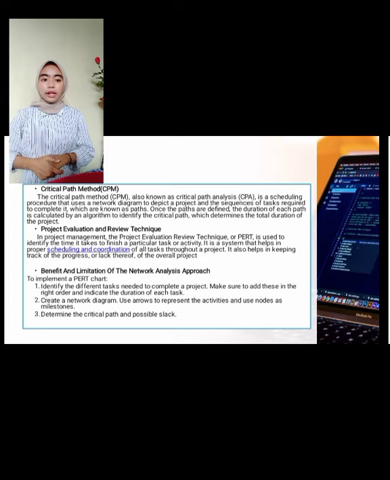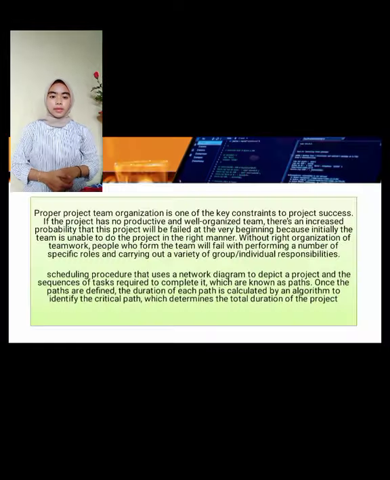5. Benefit and limitation of the network analysis approach. To implement a PERT chart, 1. Identify the different tasks needed to complete a project. Make sure to add these in the right order and indicate the duration of each task. 2. Create a network diagram. Use arrows to represent the activities and use nodes as milestones. And 3. Determine the critical path and possible slack.